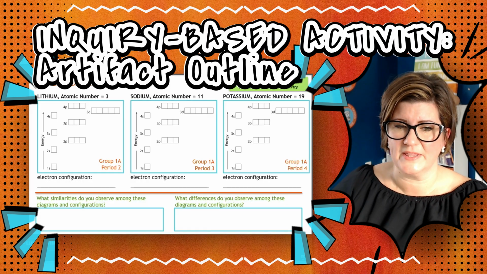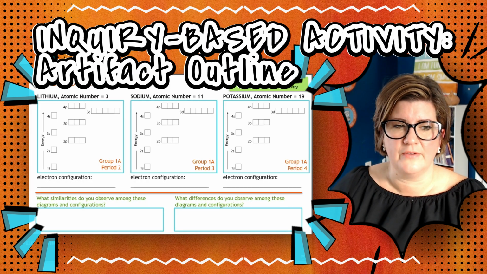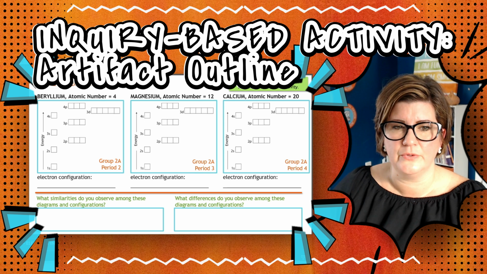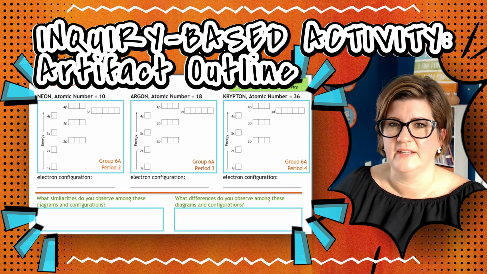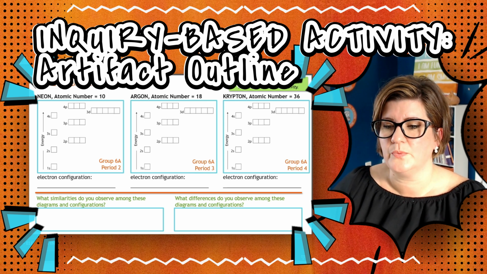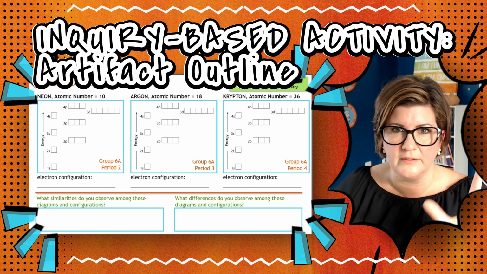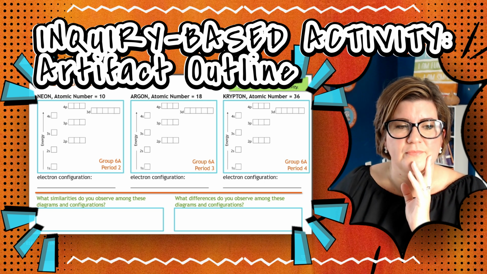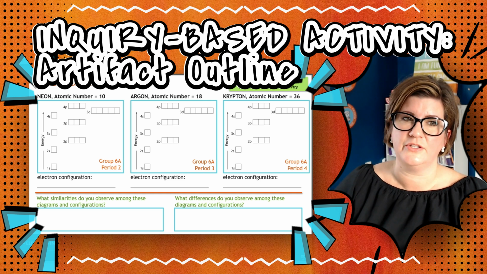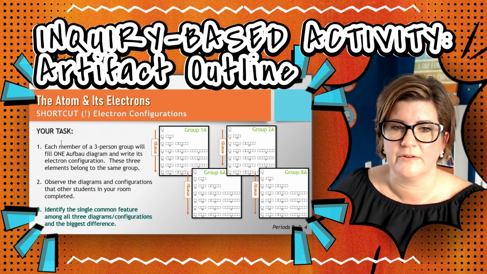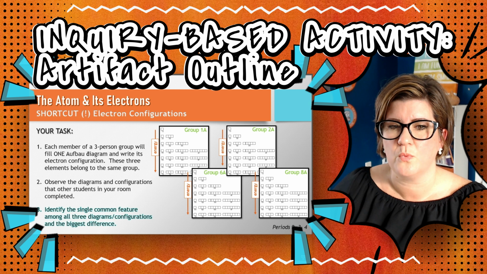All right, and this is what the artifact outlines look like. So we have elements in group 1A, in 2A, in 6A, and in 8A. What I tell students when they're determining who's going to do what and how, actually, you know the way I did it this year, let me share this. What did I say here? Each member of a 3-person group will fill one orbital box diagram.